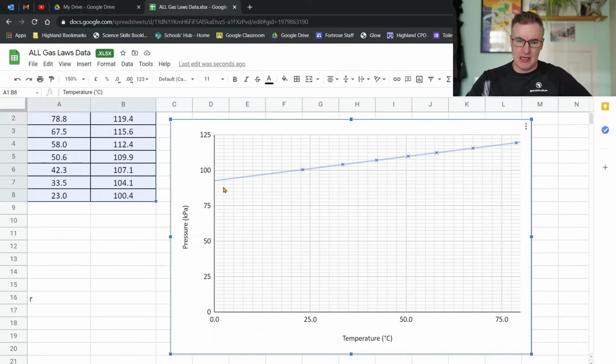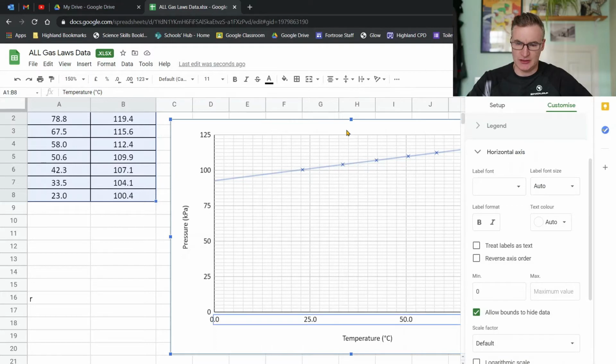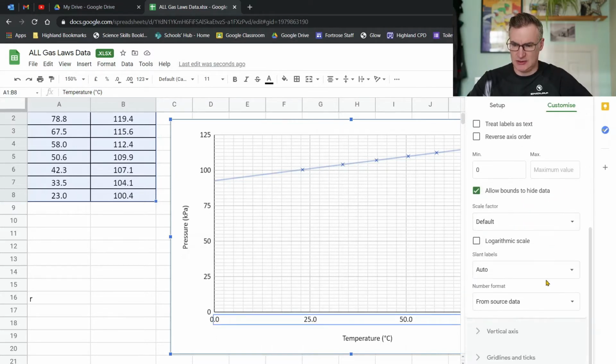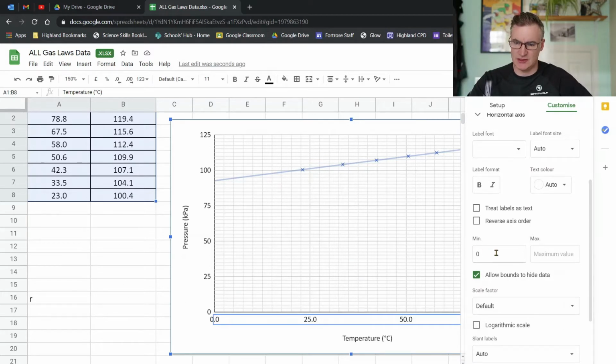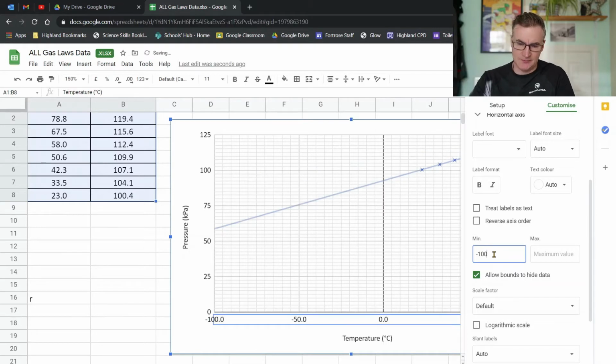And if we were to try and figure out, what we're actually wanting to do is extend this back. We want to extend it back until we find out an intersect. And so if I open up the axis tool again, and I'm going to do this now, minimum value is 0, so I could try minimum value is minus 100. It's still not there.